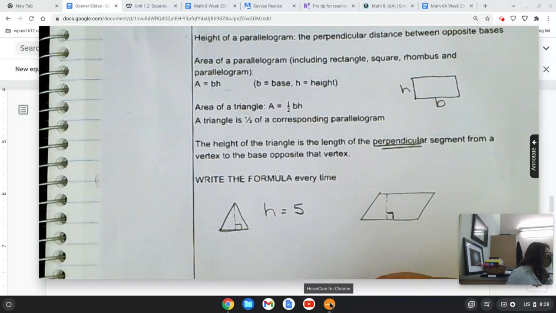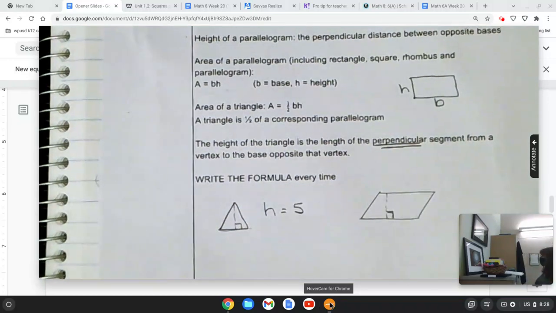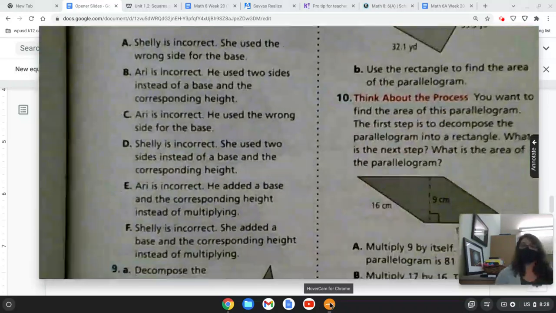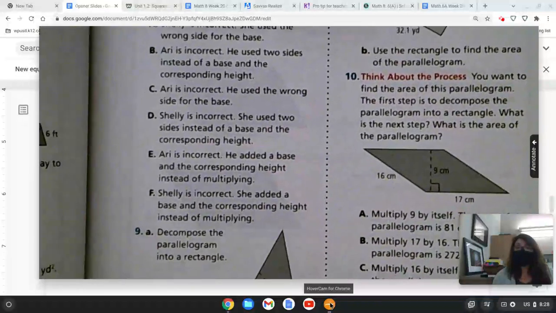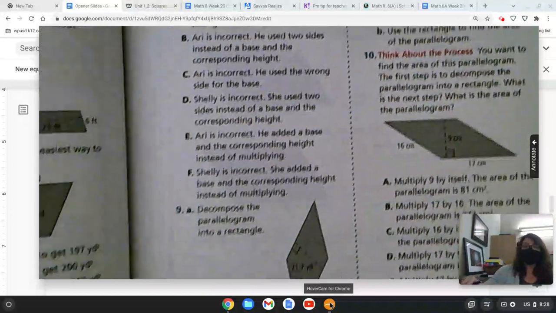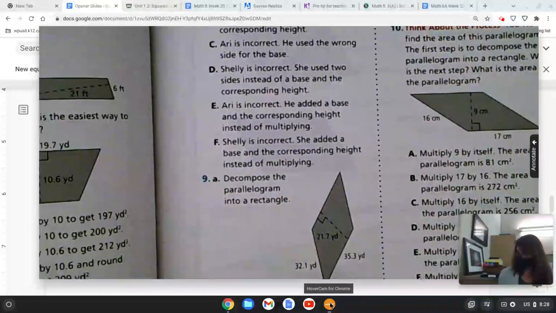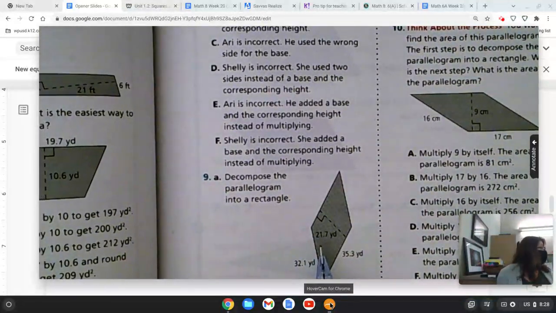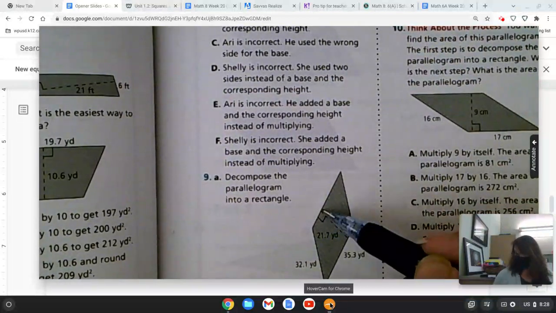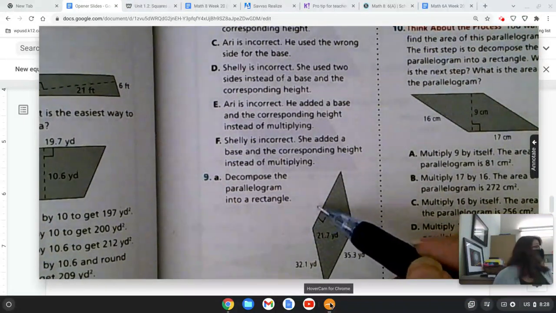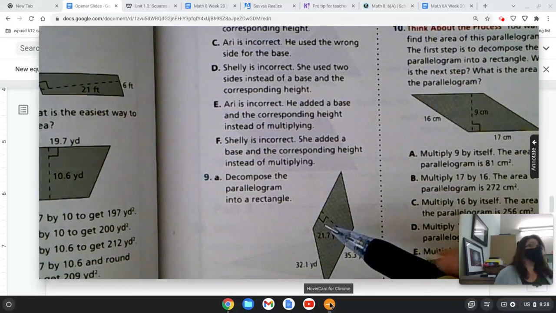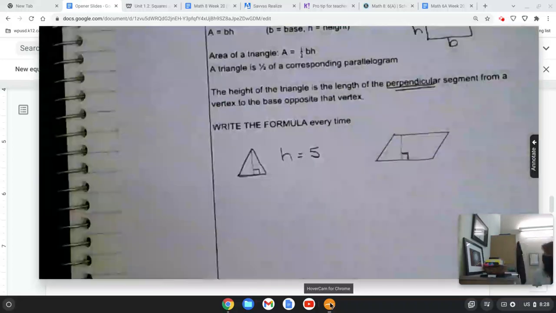So in case you see one that's kicked over nicely, I'm going to look for one in our book. Oh, here's a great one in our book. See number 9 right here? The base is that. The height is that. See how they connect? So pay attention to that. That confuses some people. Okay?